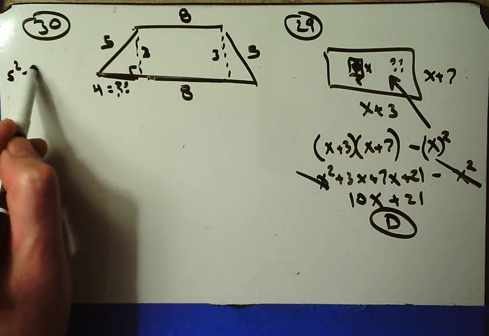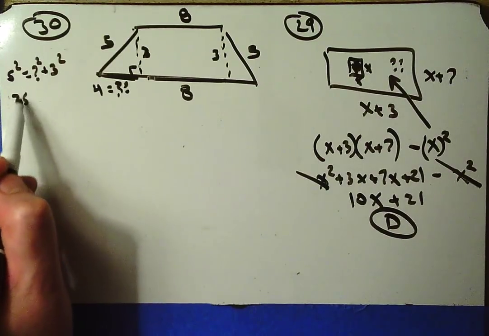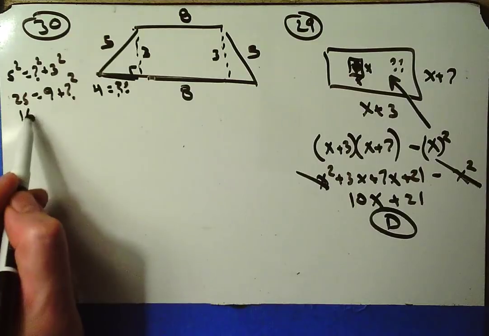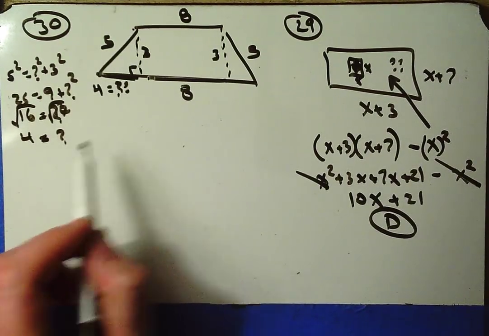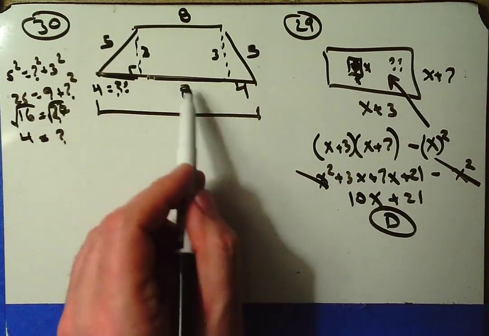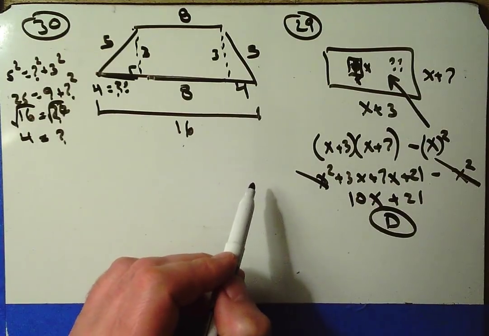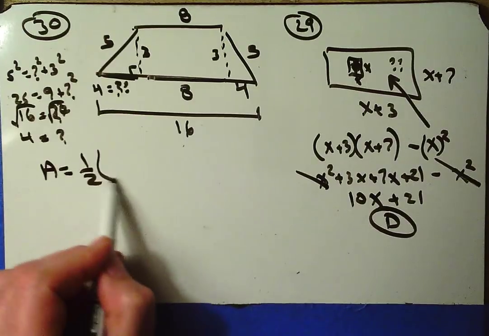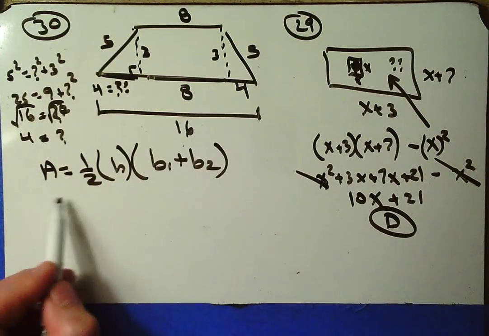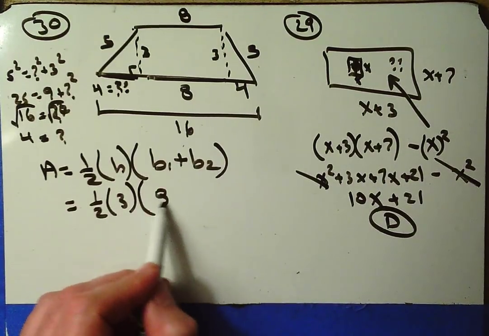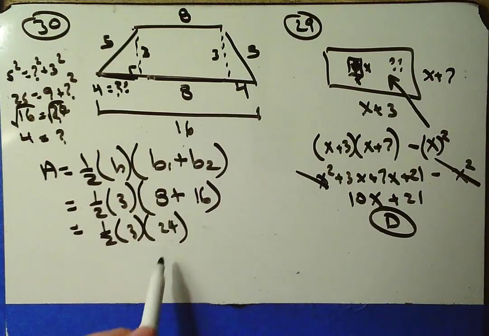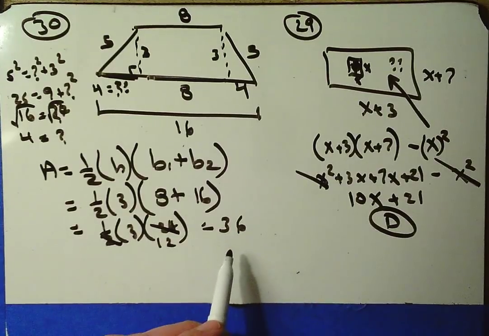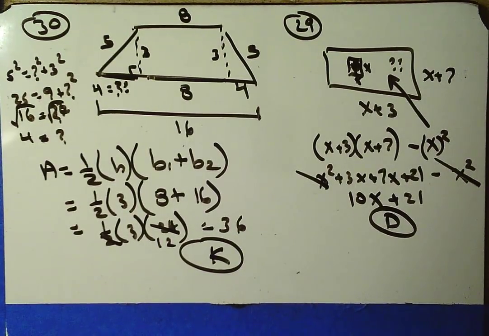But if not, I could always do 5 squared equals question mark squared plus 3 squared, and get 25 equals 9 plus question mark squared, or 16 equals question mark squared. And when I take the square root of both sides, question mark equals 4. So I know that these are each 4. So this whole side length then is 8 plus 4 plus 4, or 16. The area formula for a trapezoid, remember, is 1/2 height, base 1 plus base 2. In this problem, our height is 3, base 1 is 8, and base 2 is 16. So I have 1/2 times 3 times 24, or 12 times 3 for 36. That's choice K. K for number 30. Okay, 10 more problems to go. We'll be all set.